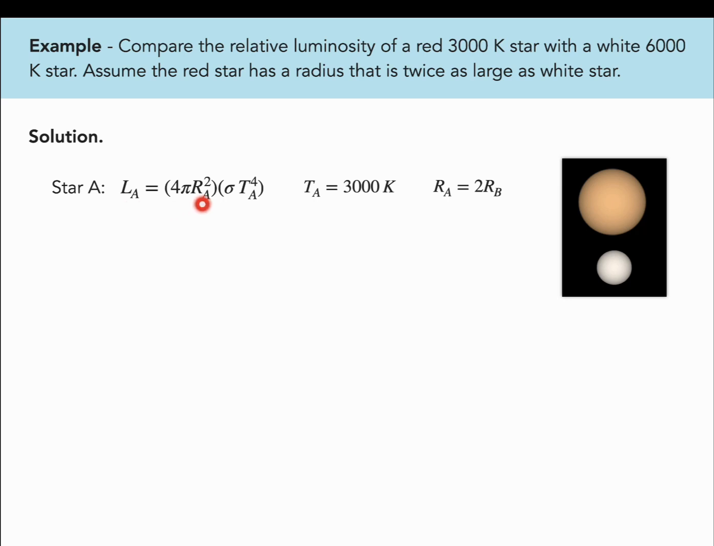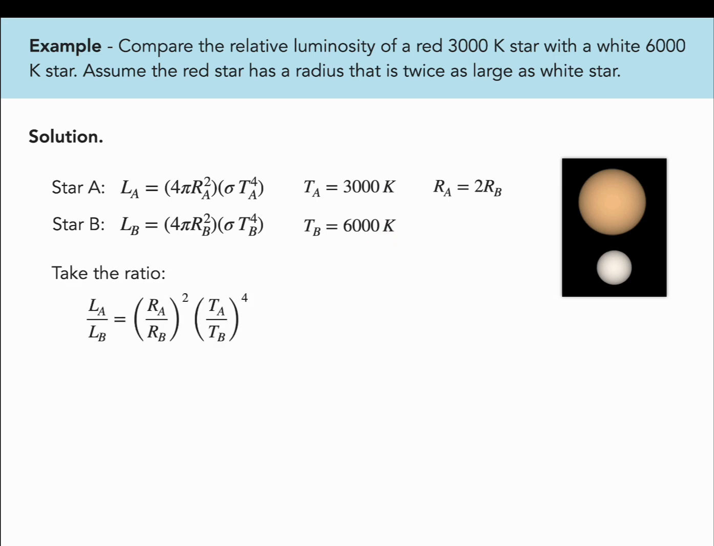So this is the expression for the luminosity that we had on the last slide. There's the temperature of the red star, and then we know that the radius of the red star is twice the radius of the hotter star. So here's the same expression in terms of the properties of the second star, the hotter star. There's the temperature, and what we're going to do is just take a ratio of these two equations.